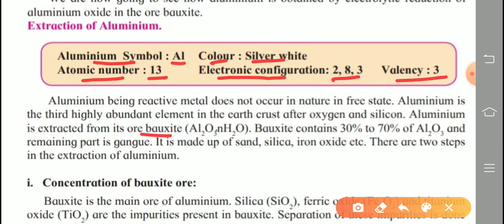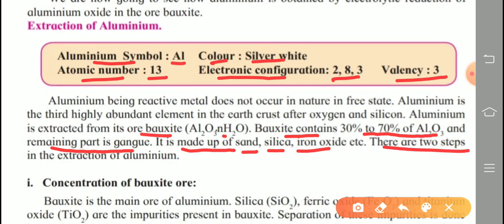What is the formula of bauxite? Al2O3·nH2O, aluminium oxide with n number of water molecules. That's why I'm mentioning here n. nH2O means n number of water molecules present in this aluminium oxide. Bauxite contains 30 to 70% aluminium oxide Al2O3 and the remaining part is gangue, means impurities. These impurities are gangue made up of sand, silica, iron oxide, etc. There are two steps in the extraction of aluminium.